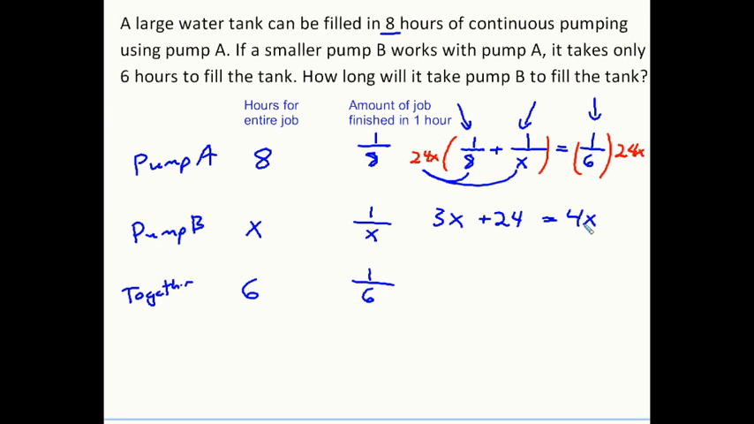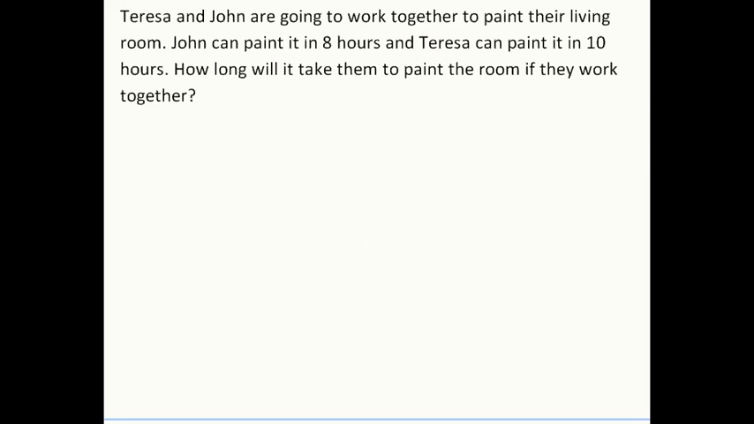And now we just have a nice simple equation to solve. In fact, it's really simple. We're just going to subtract 3x from both sides. And we get x is equal to 24, which means it would take an entire 24 hours for pump B to fill up the tank. So this is 24 hours. But when A and B work together, it would only take 6 hours.